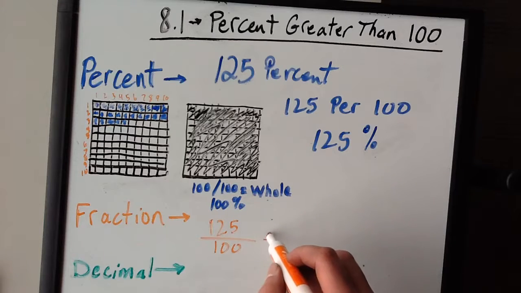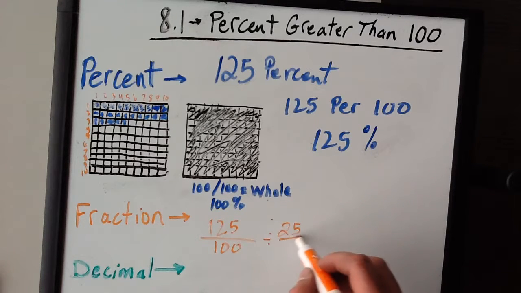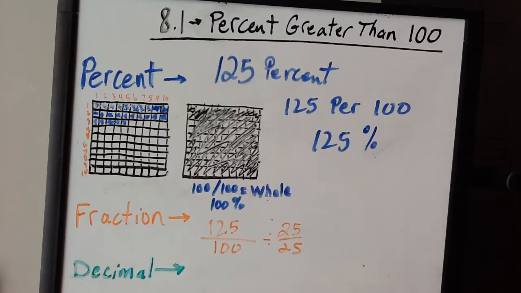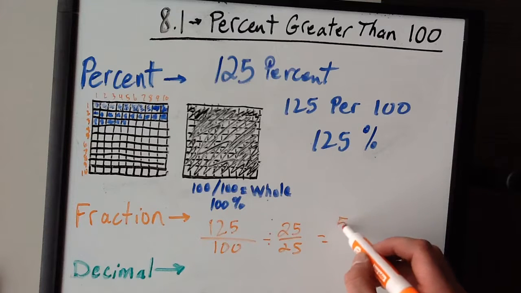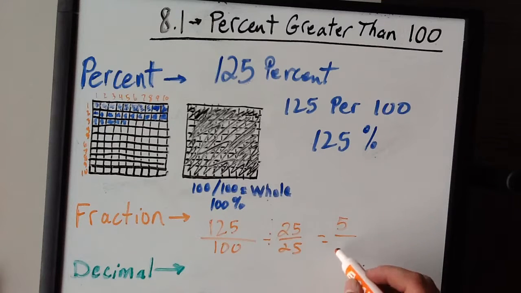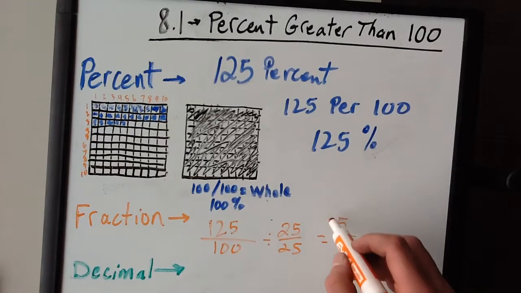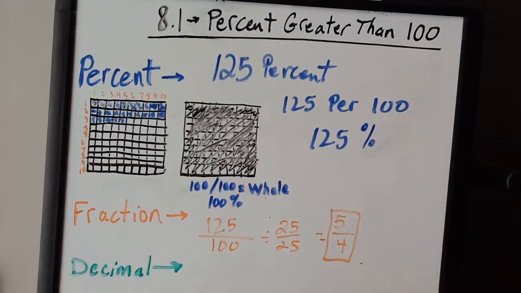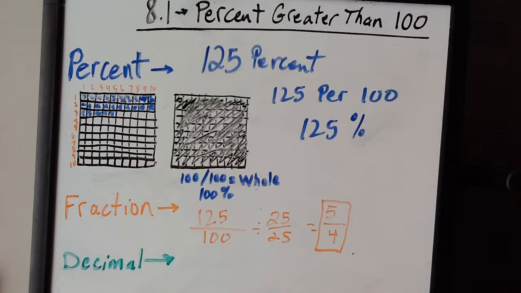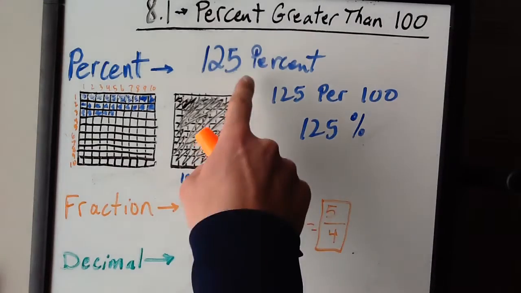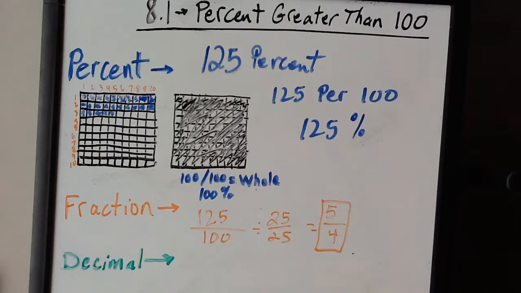I can simplify this by dividing both the top and the bottom by 25, since both the top and the bottom are divisible by 25. On the top, I would have 125 divided by 25 is 5, and on the bottom, 100 divided by 25 is 4. So I have 5 over 4, which is an improper fraction, since the top number is bigger than the bottom number, which is correct because that tells me that 5/4 represents something bigger than a whole, and that's what I need because I have a percent greater than 100. Okay, now I have a percent, I have a fraction in simplest form.